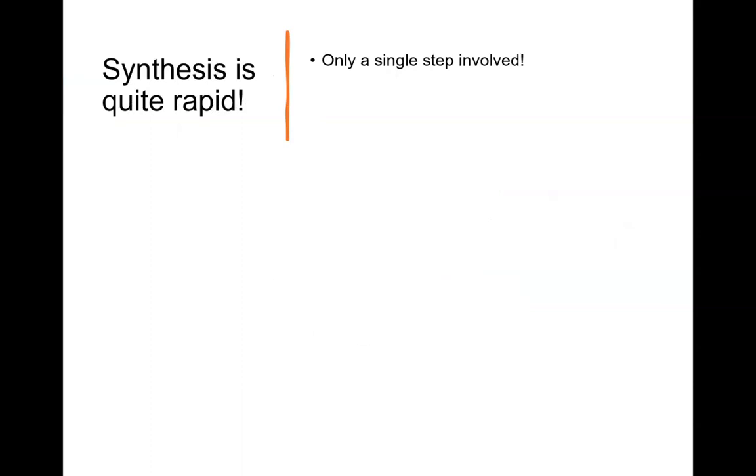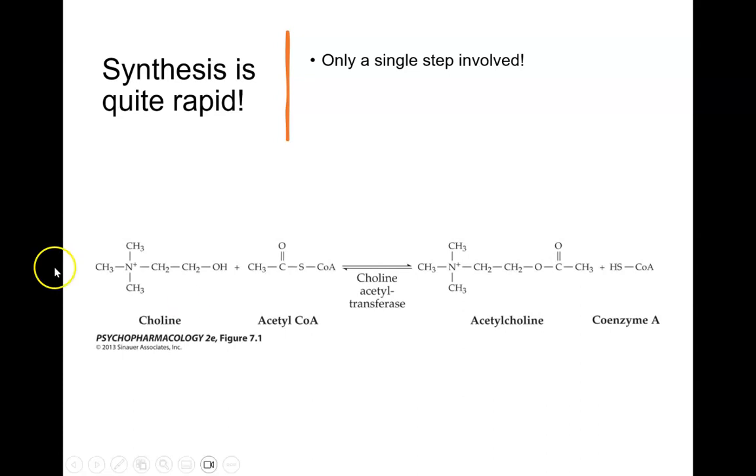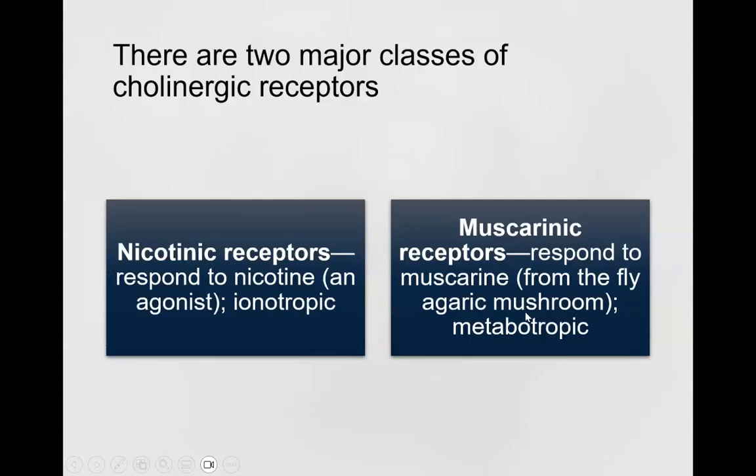So much as we saw with GABA, the synthesis of acetylcholine is very rapid. Only one single step is going to be involved here. So we have choline, we have acetyl-CoA, and then we have our critical enzyme, choline acetyltransferase, or ChAT, and then we get acetylcholine. Now, there are two major classes of cholinergic receptors.